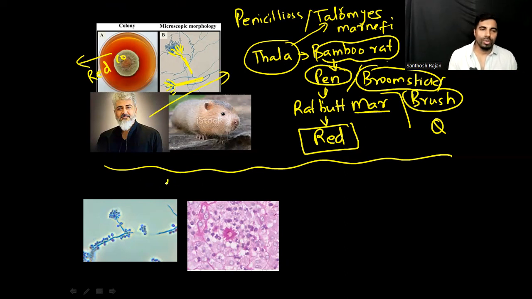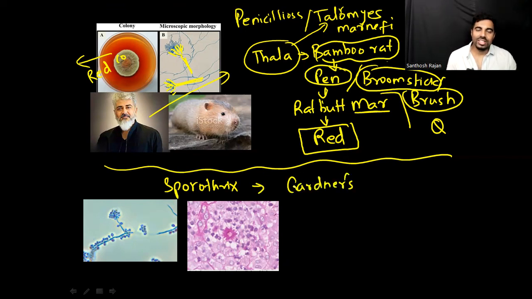Last one is your spot, Sporothrix. Sporothrix also comes under dimorphic, but the only thing is Sporothrix is an exception, because it usually causes subcutaneous mycosis. Usually whose case is it? Gardeners'. What does a gardener have? He is a rose gardener, he works with roses. More details we'll talk later, but you see this picture. Rose plant appearance. So any rose-related question, you have to remember Sporothrix.